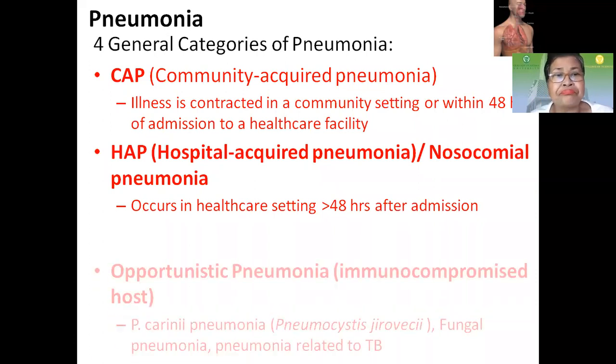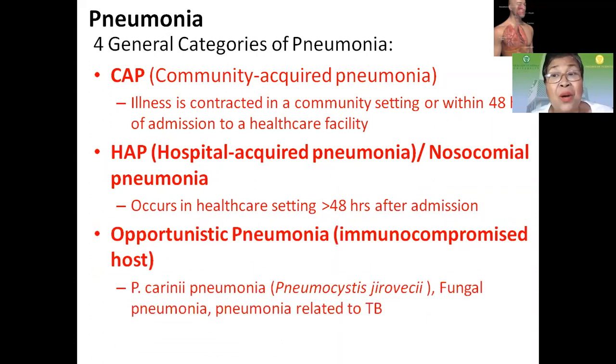Okay? We have also opportunistic pneumonia, or this is pneumonia of immunocompromised hosts. Okay, can be caused by pneumocystis jirovecii, fungal pneumonia, or pneumonia related to TB. So this is the one type of pneumonia which involves the immunocompromised client, simply because they are on corticosteroid therapy or they are on immunosuppressants.